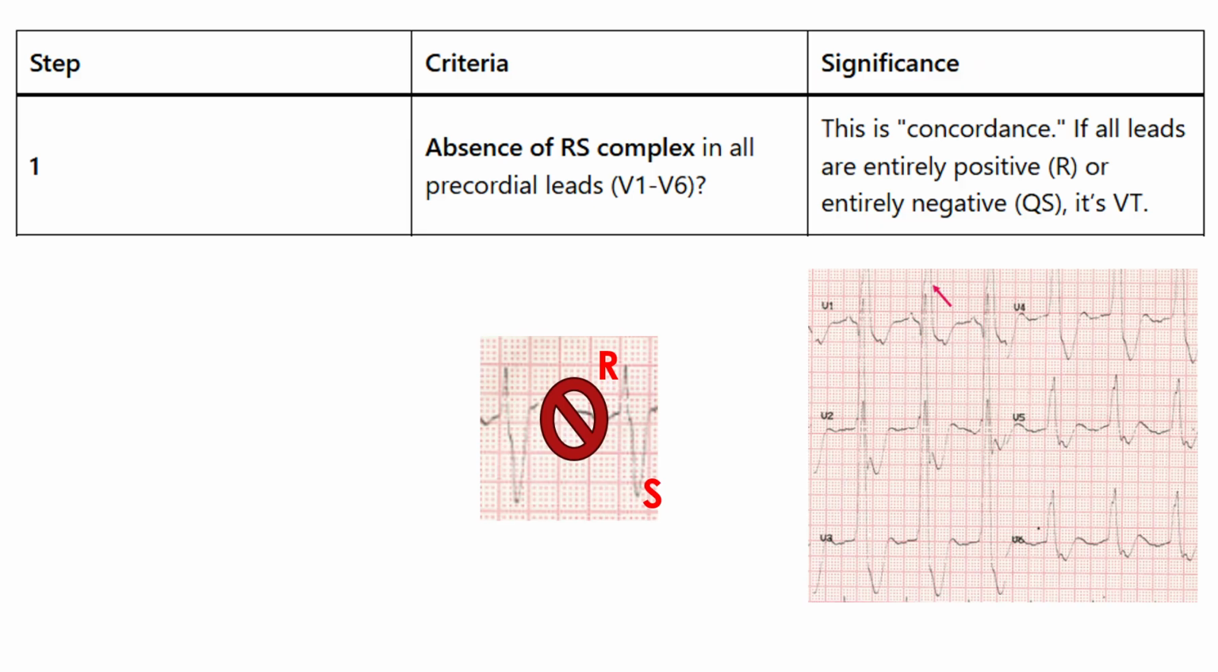Step 1. Absence of RS complex in all precordial leads V1 to V6. That is concordance. If all leads are entirely positive, only R wave, or entirely negative QS complexes, it is ventricular tachycardia. Either positive concordance or negative concordance in precordial leads is suggestive of ventricular tachycardia.